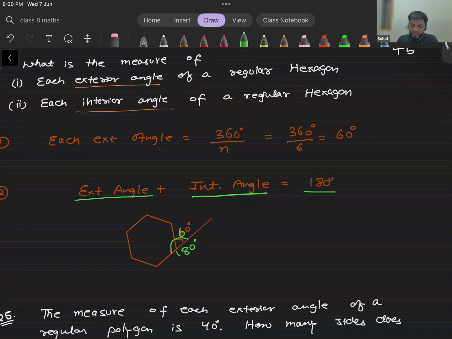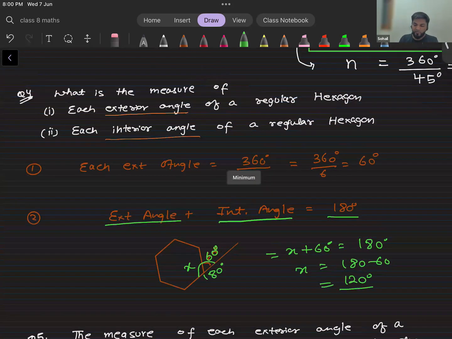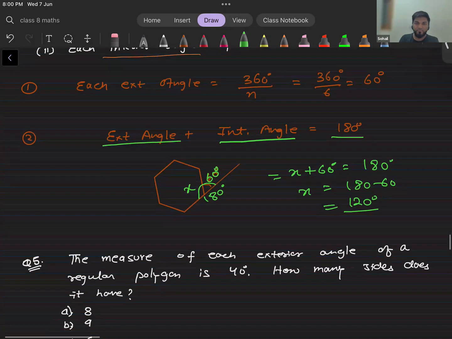So if this is x, this is 60. So if this is x, then x plus 60 gives me 180. So x here is going to be 180 minus 60. That is 120 degree. Right, guys? So this x here is the interior angle, that is 120. Okay. Now, shall we move ahead?